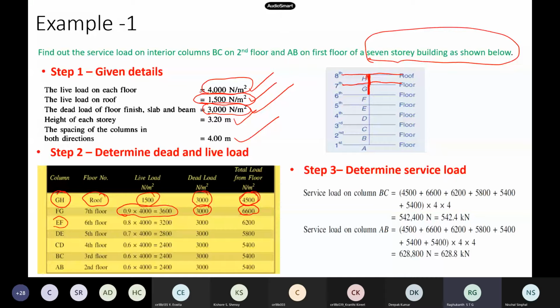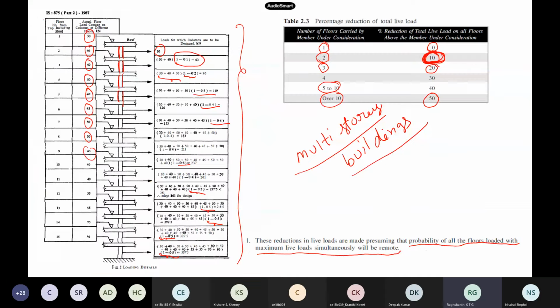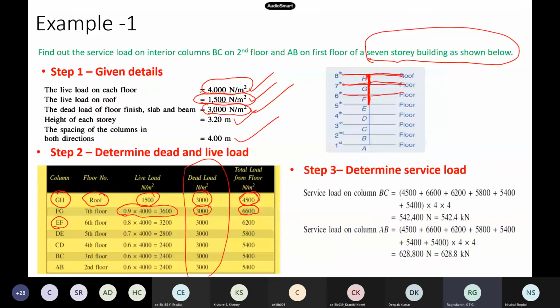Now when it comes to column EF, the dead load is not going to change. This is going to remain the same everywhere. On this EF, it is carrying one floor, then this floor, then this floor. Three floors it is carrying. So with three floors, the load can be reduced by 20%. So you multiply this by 0.8, and you will get the load.